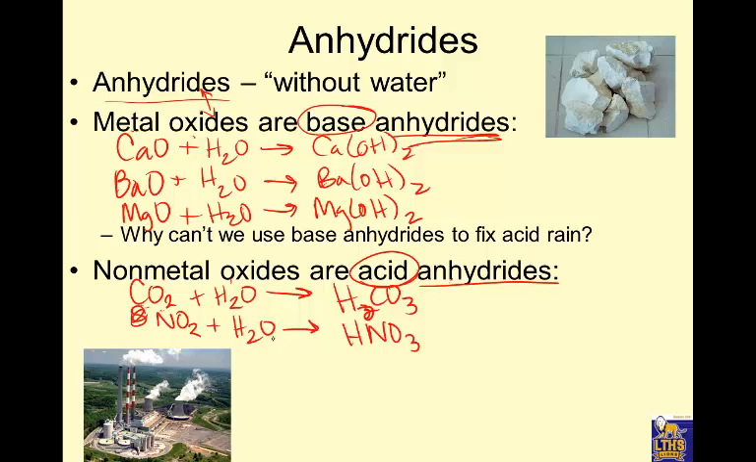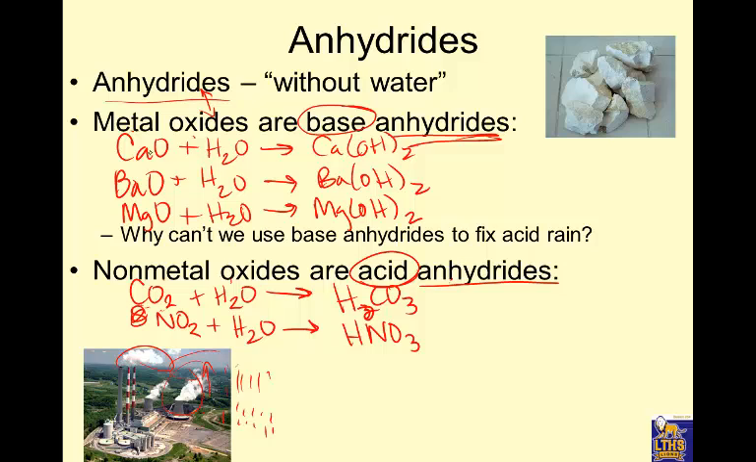So acid anhydrides, this pollution coming out of here is going into the air. And what's in the air? Water. So the water in the air reacts with the anhydrides and rains down acid rain. Oh, acid rain. Okay. So non-metal oxides are going to be gases. They're going to combine with water in the atmosphere and make acid rain.